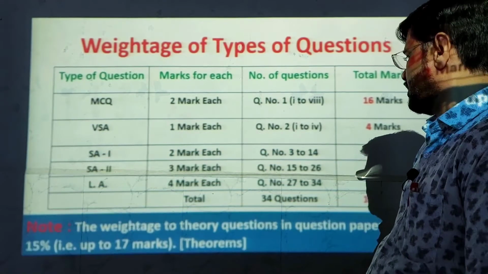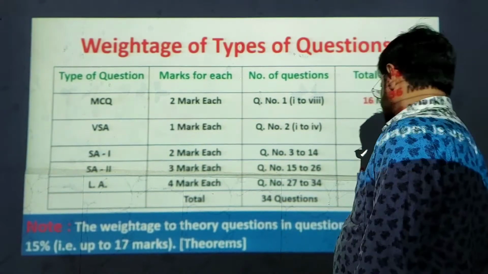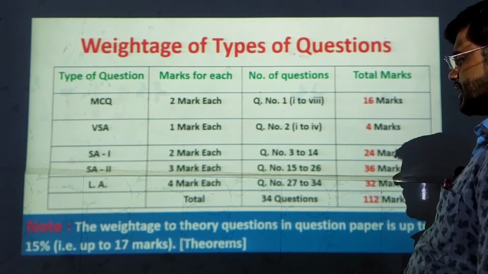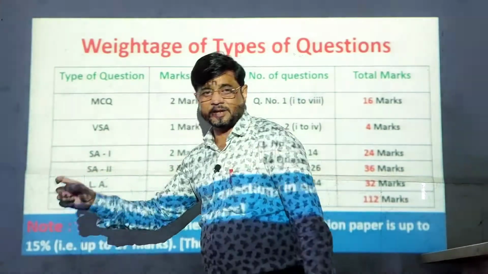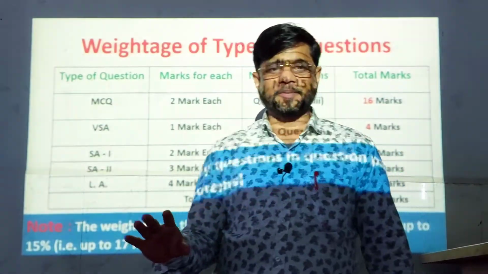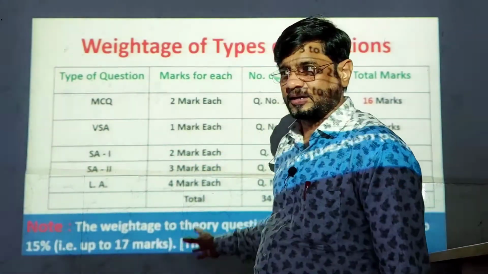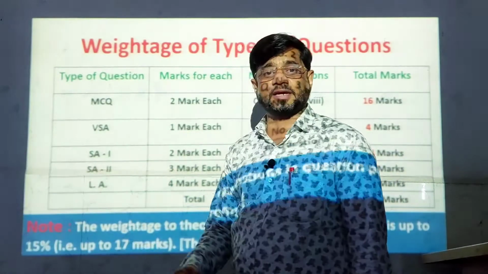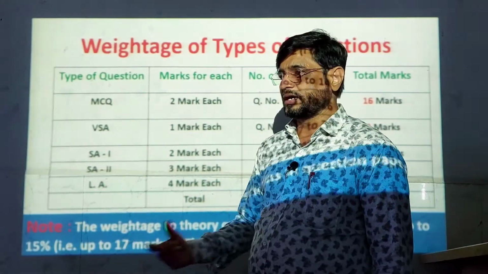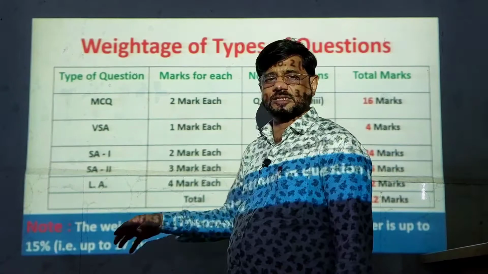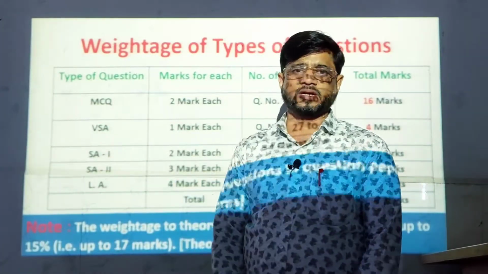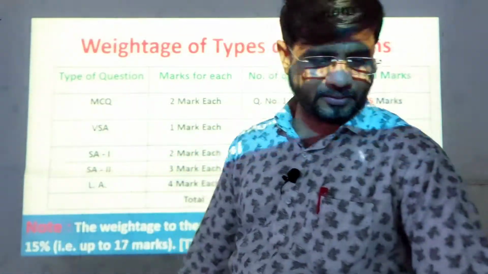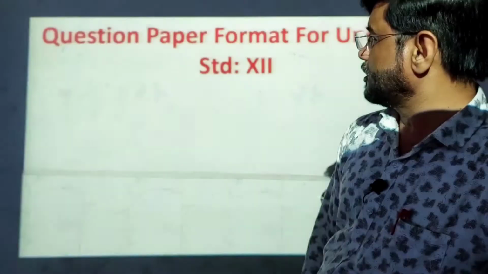And the weightage to theory questions in the question paper is up to 15%. This is very, very important. Means the theory part is there. Paper 1 and paper 2 have theoretical questions. Theorems are there. Total 27 and 29 theorems are there, but it has 17 marks. So you must remember all theorems, and you can practice that.